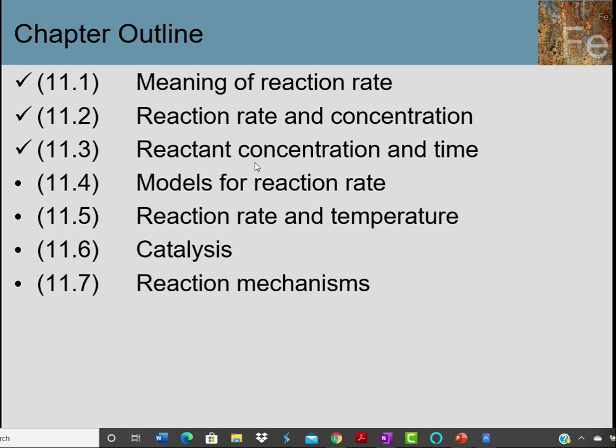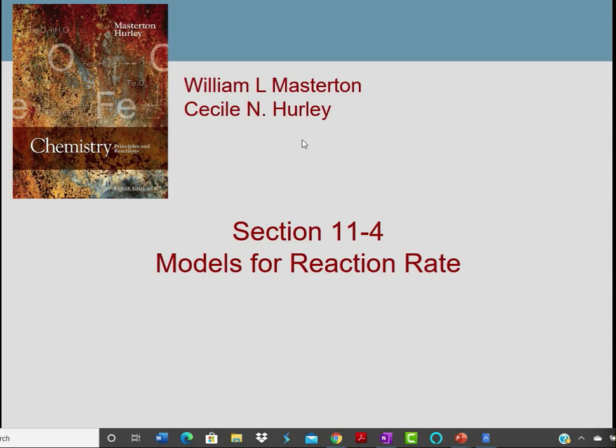So these are the equations you need to know about. You need to know how to use them. And you'll see that these are the ones that are going to be used in our examples. So section 4 is all about the models of reaction rates.